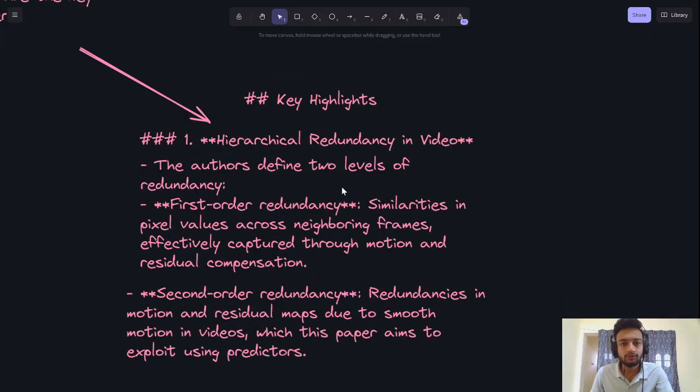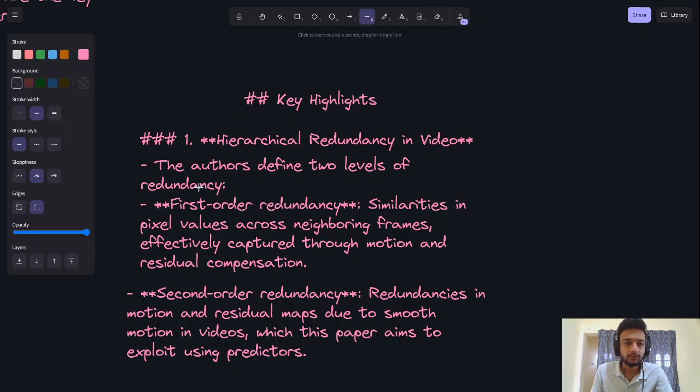So, the first of my key highlights is hierarchical redundancy in video. What is redundancy? What is hierarchical redundancy in video? So, the authors define two levels of redundancy. I'll just quickly erase this. So, the author is providing some of the redundancies, that is first order and second order.